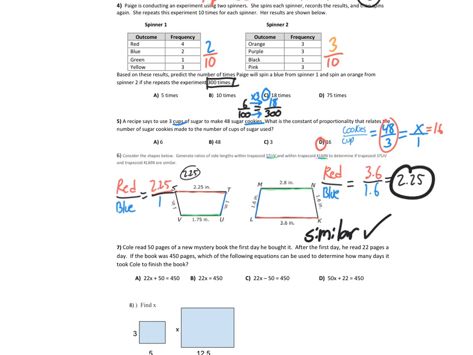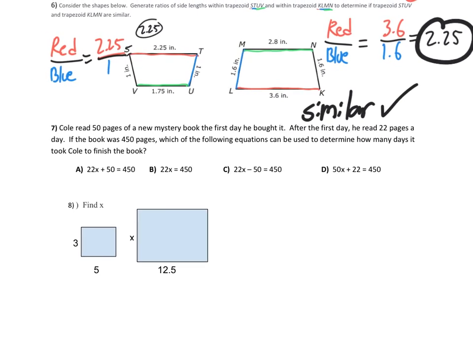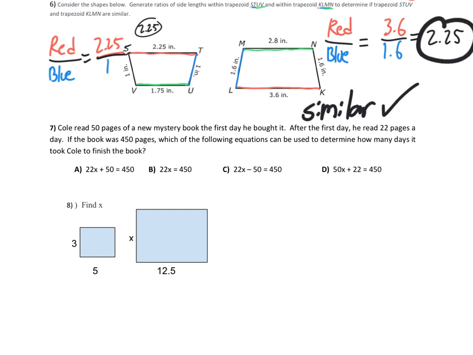Number 7. Cole reads 50 pages of a new mystery book the first day she bought it. After the first day, he reads 22 pages a day. If the book was 450 pages, which of the following equations can be used to determine how many days it took Cole to finish the book? So in this one, I always like to start with our total. Well, the book is a total of 450 pages.